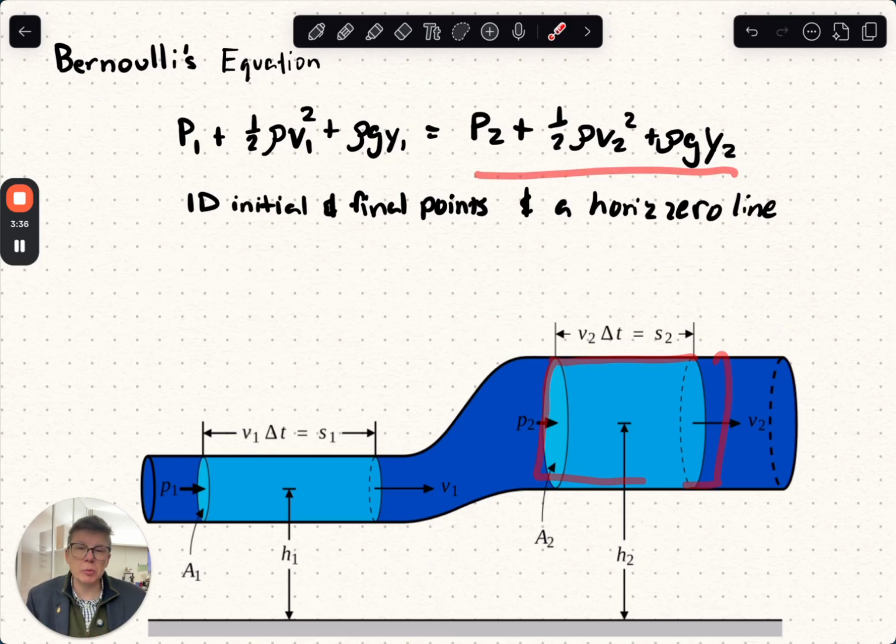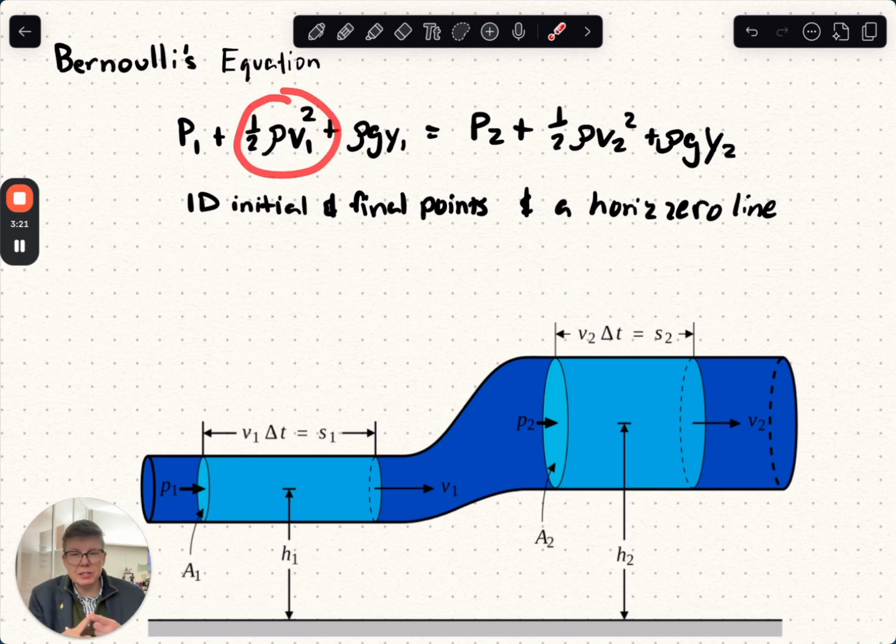You'll notice that in this problem, the pipe changes height levels. That's another context where Bernoulli's is a useful equation to solve. Let's dissect this. Pressure 1 is the input pressure on the left side of the pipe. This 1/2 density times velocity of the fluid squared sure looks a lot like the kinetic energy equation, 1/2 mv squared. And it does come from that. So this relates to the kinetic energy density of the fluid at that lower left section of the pipe.